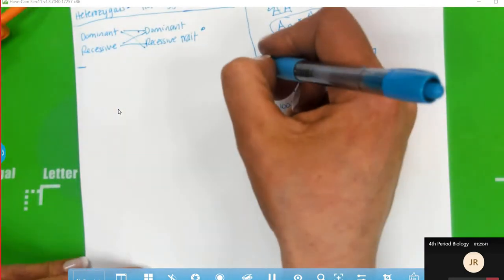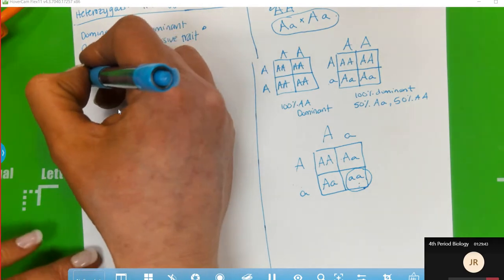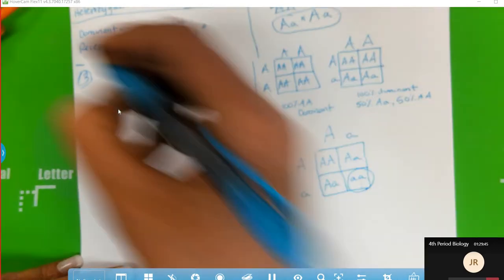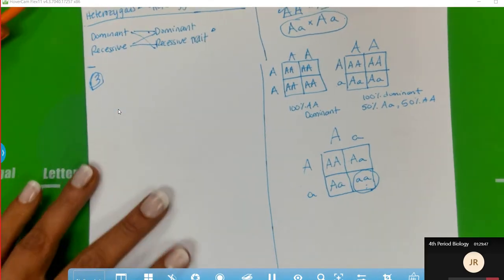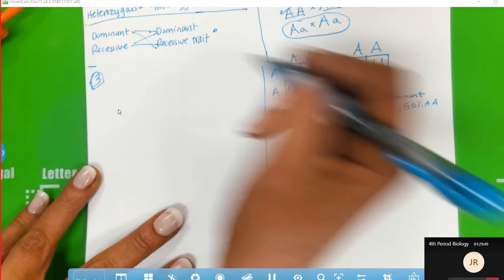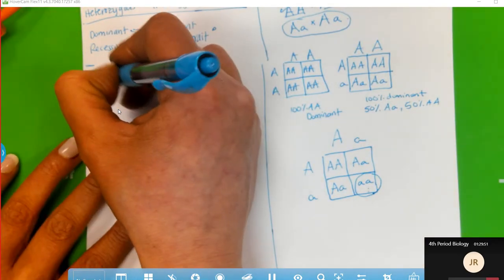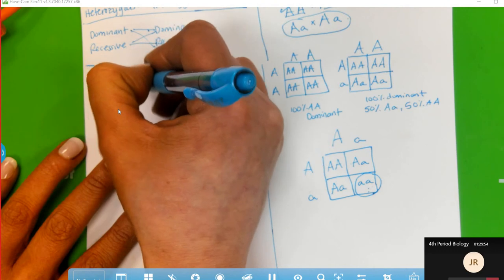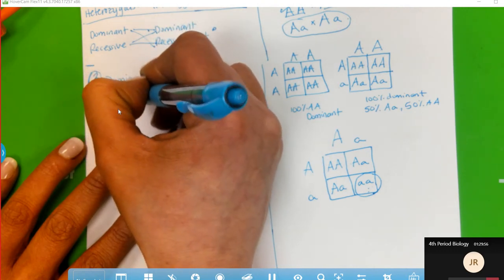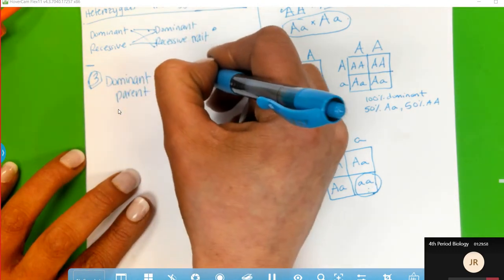And if you have one parent dominant and one parent recessive, then obviously the kids are going to look like one of the parents no matter what. They're either going to be dominant or recessive. Dominant parent and a recessive parent.